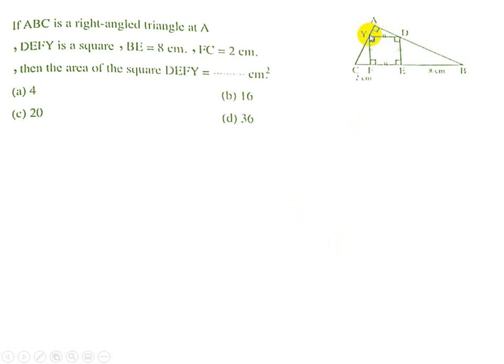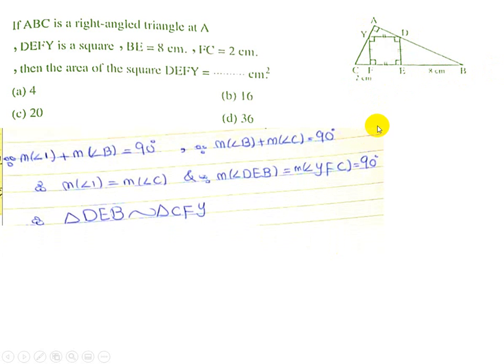In the opposite figure, a right angled triangle at A, DEFY is a square, EB equals 8, CF equals 2. Find the area of this square. Since the measure of angle 1 plus the measure of angle B equals 90, where angle 1 means angle BDE, and since the measure of angle B plus the measure of angle C equals 90, therefore the measure of angle 1, which means BDE, equals the measure of angle C.